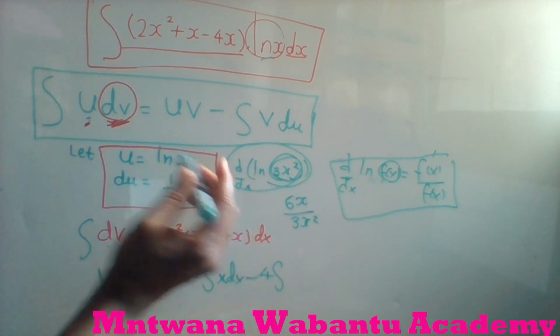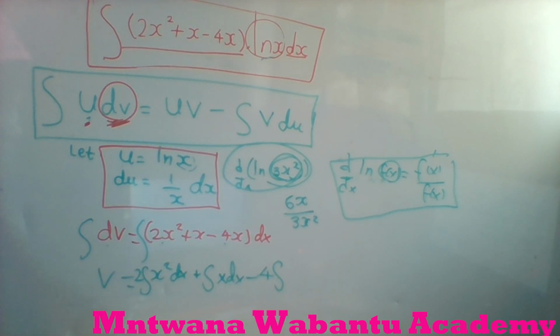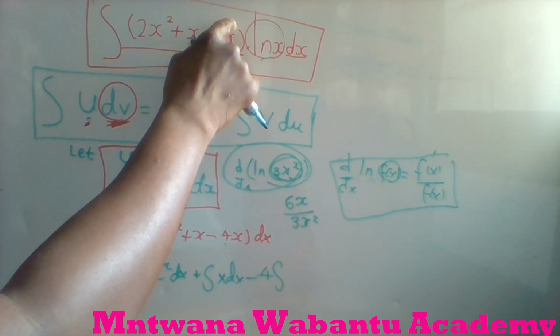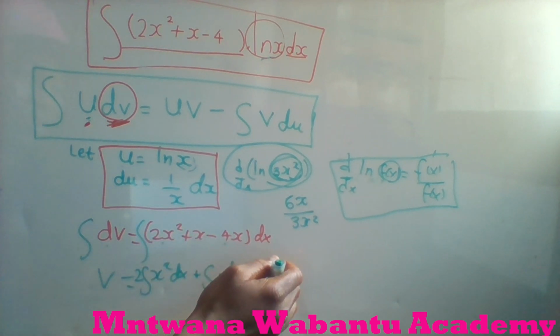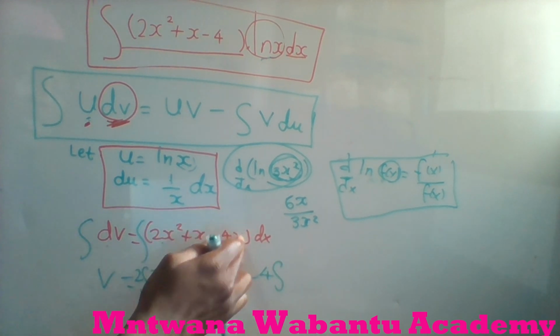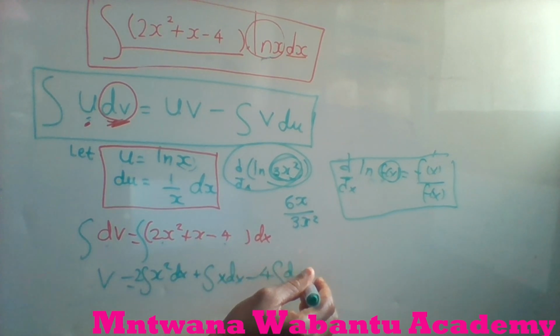I think I forgot something. Minus 4. This is not x, my apologies. This is just a 4 from the equation. I copied the equation wrong. So it's going to be just 4 out, and then this is going to be dx.